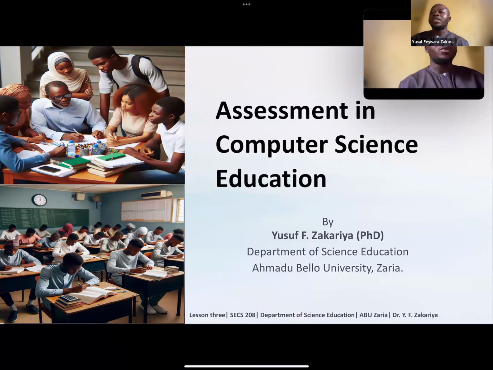If you notice very well, it is quite different from what is happening in the second picture down there, in which students are busy writing most likely a final exam or a test in a traditional classroom. So these two pictures represent two different forms of assessment, okay? The center of our lesson today will be on these two forms or methods of assessment.